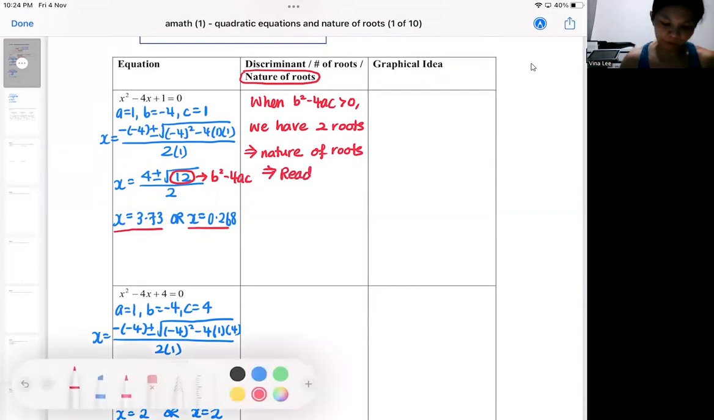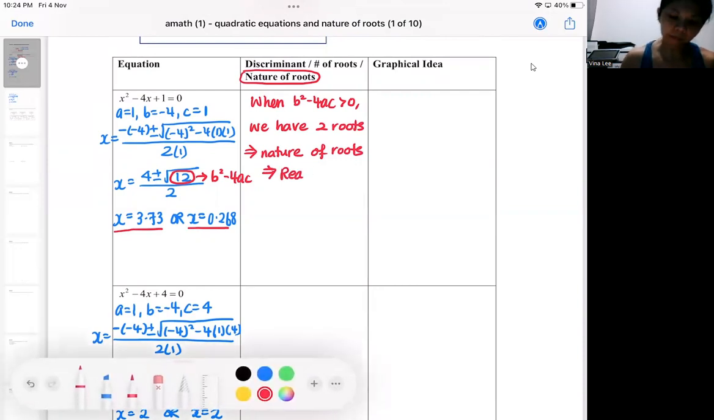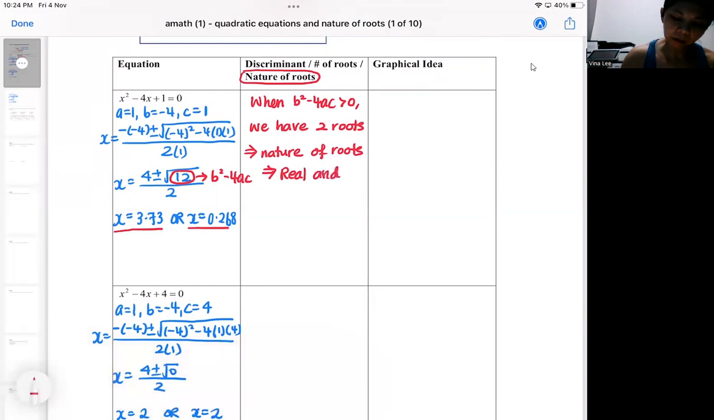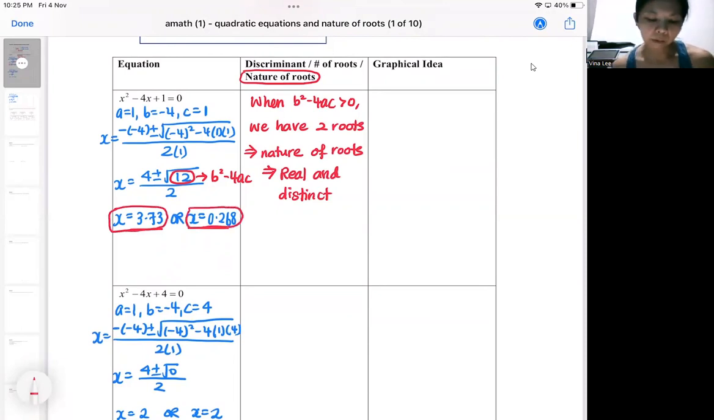We will say that the nature of these roots will be real and distinct. Sorry, it's not real and equal, it's real and distinct. So we use the proper word to describe the nature. When the discriminant is positive, as you can see from the example, the discriminant is a value of 12. 12 is a positive value, and we end up getting two x values. So we realize that when the discriminant is positive, we actually got two roots, and the correct words to describe the nature will be real and distinct.